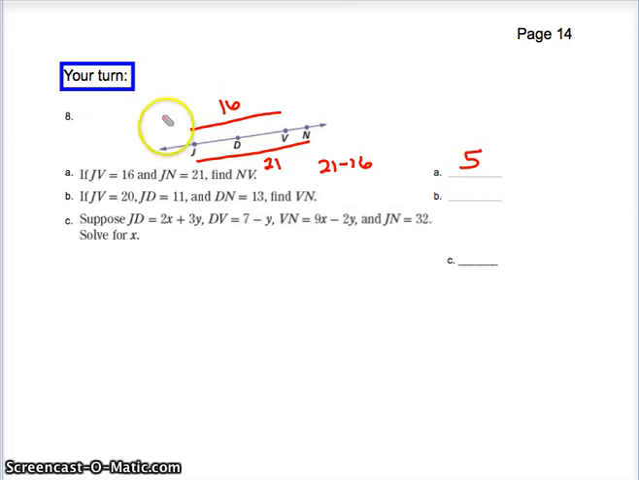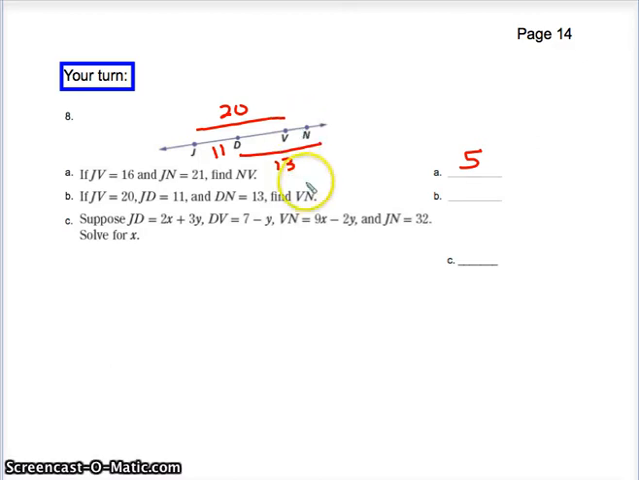Now, I'm going to wipe this clean because we've got some different numbers to put on our line. We're trying to find, if JV is now 20 and JD is 11 and now DN is 13, how can we find this little piece here? Well, if we find the difference between 20 and 11, I now know that's 9. And now I know the distance from D to N is 13, so I can find the difference between 13 and 9, and I get 4.